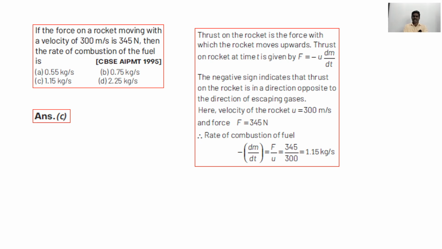Here velocity of the rocket u equals 300 meter per second and force F equals 345 Newton. Substituting this, minus dm by dt equals F by u, with F equal to 345 and u equal to 300. On simplifying, dm by dt, that is the rate of combustion of fuel, equals 1.15 kilogram per second, that is option C.